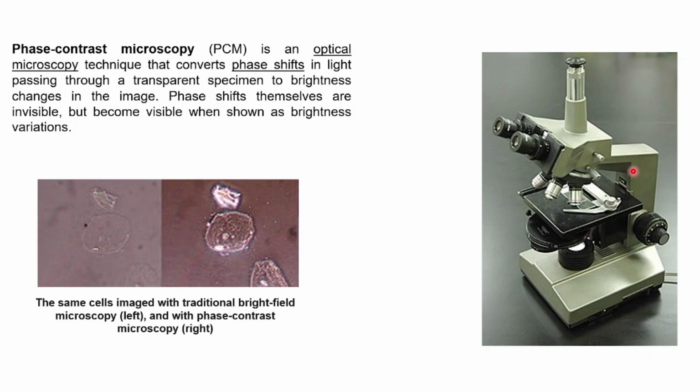So this is the phase contrast microscope. I got this image from the internet, and you can see these are the same cells, the exact same specimen, imaged with a traditional bright field microscope, this one, and then with a phase contrast microscope. You see the clarity of the phase contrast microscope. So this is phase contrast microscope imaging, and it's a very, very important microscopy in today's date.